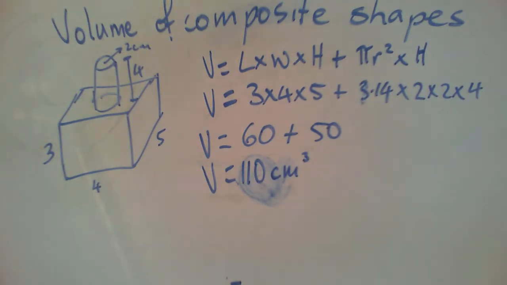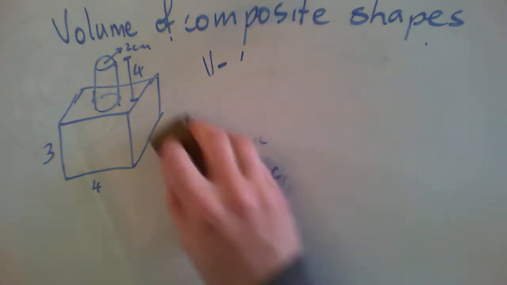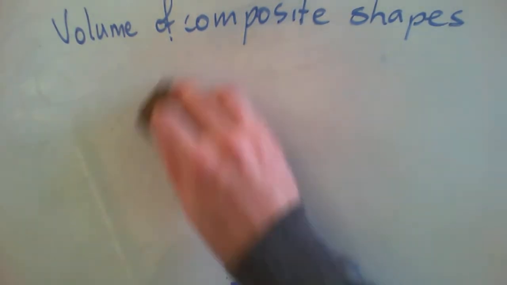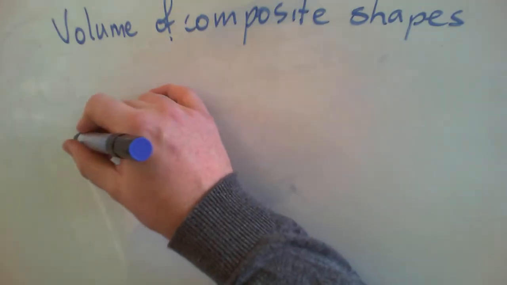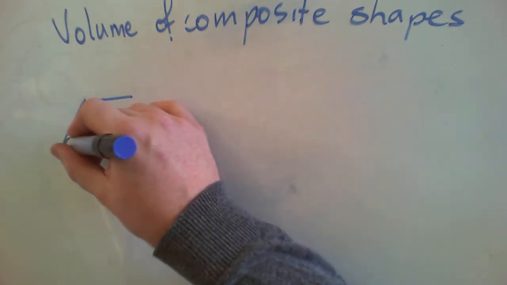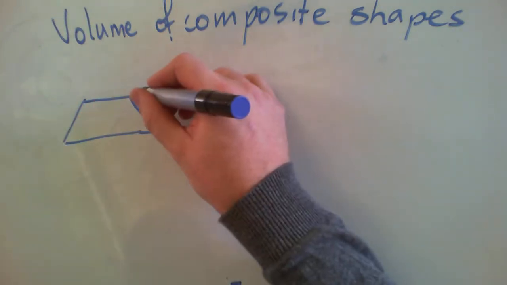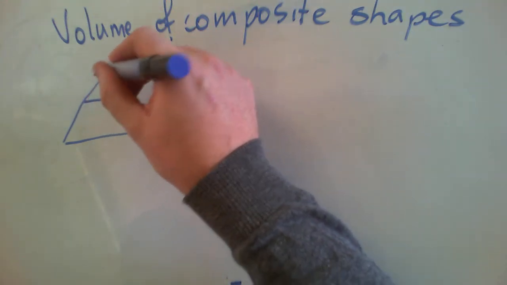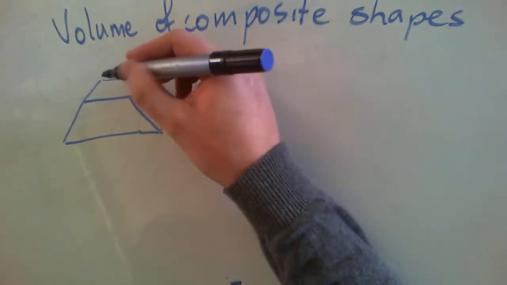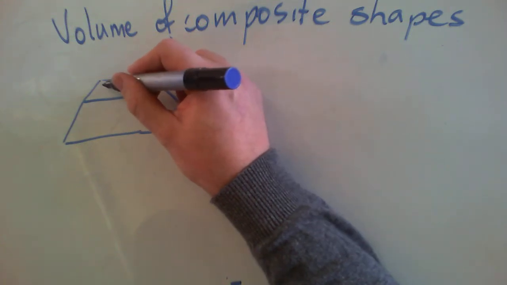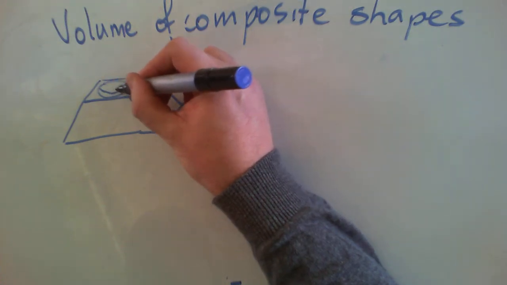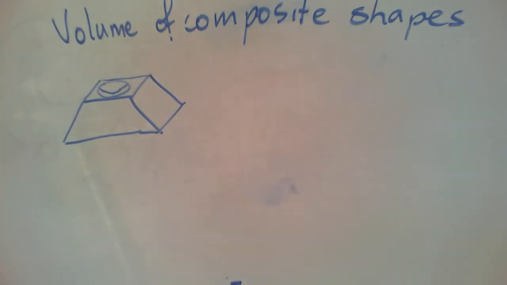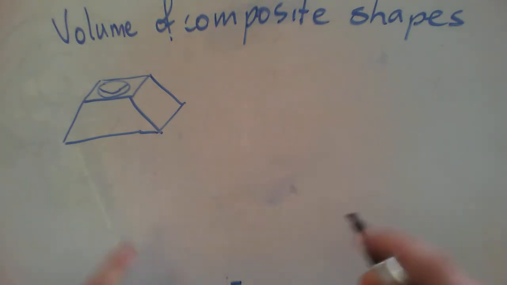So that's just one example of a composite shape for our volume, but there's lots more that we could look at. Let's say this time we've got a trapezium prism with a semicircle cut out of it. So it's half of a circle, dipping in, cut out of it. We'll have a look at what we do with this one.